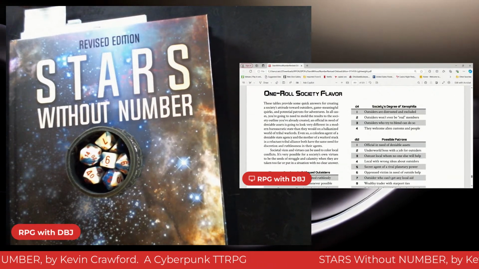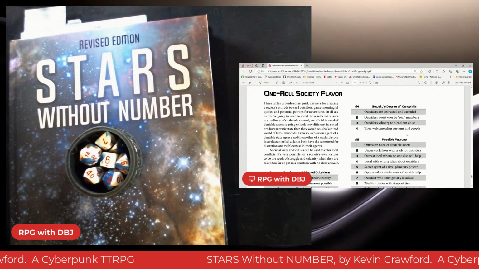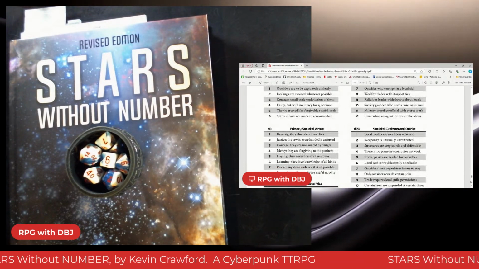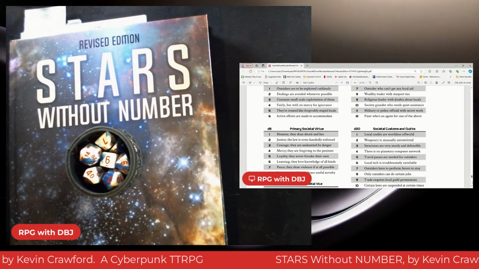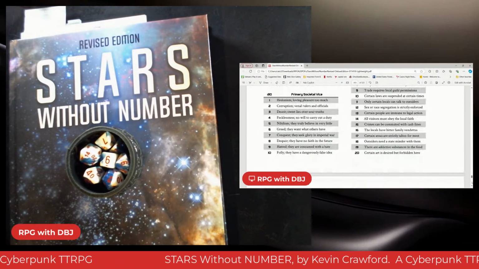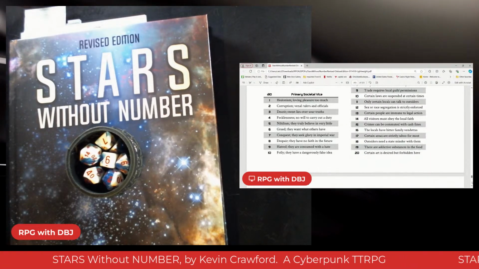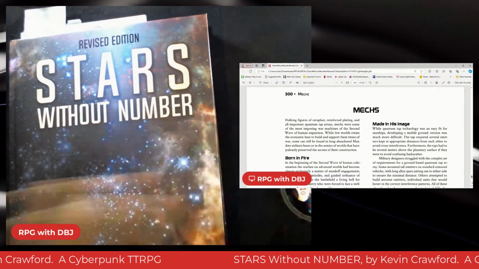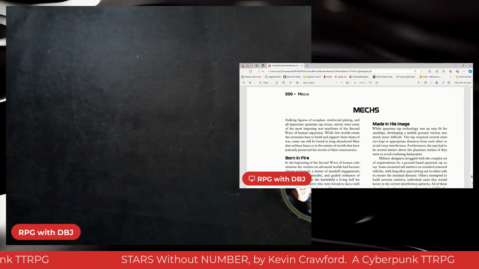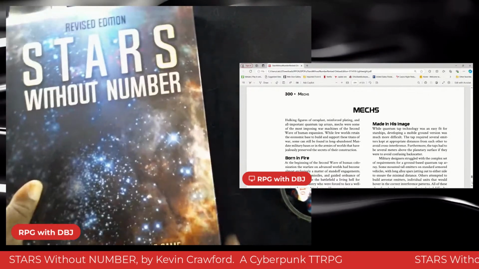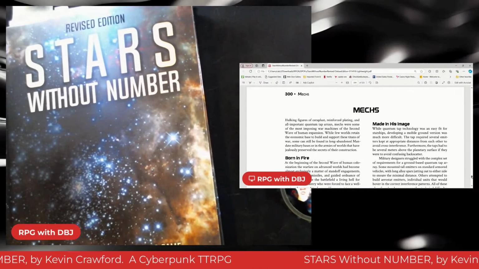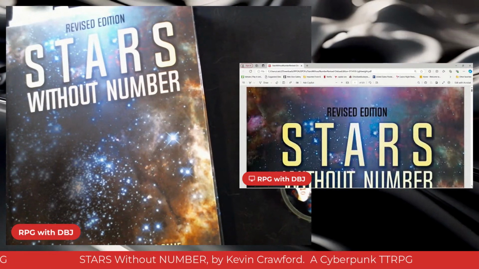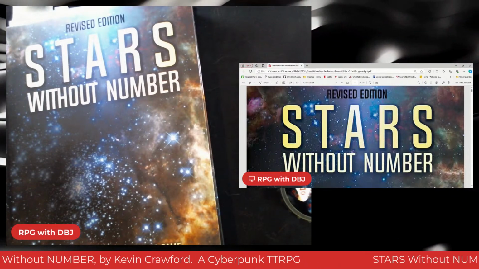And here's society. Society's degree of xenophobia, possible patrons, treatment of allowed outsiders, societal customs and quirks, primary societal virtue, primary societal vice, etc. And then we get into mechs, mechanized creatures, and I mean mechanized suits and whatnot. But anyway, Stars Without Number, thank you very much for letting me go over this. I'm going to page back up to the cover of this thing, and I'm going to let you guys go.